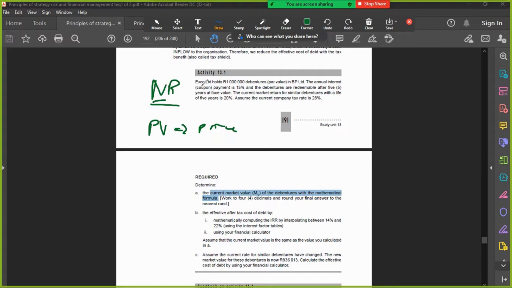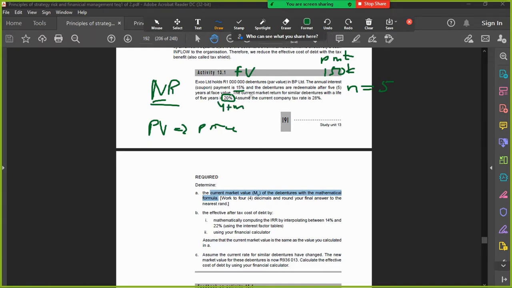If I read the question, pull out values. Exco Limited holds 1 million debentures par value. So what is that? Future value. The annual interest coupon payment is 15%. So 15% of a million is 150,000. Do you agree? Yes. That's the PMT. It's redeemable after 5 years at face value. So that's the N, 5 years. The current market return for similar debentures with a life of 5 years is 20%. This 20% is representing the yield to maturity. Do you agree? Yes.